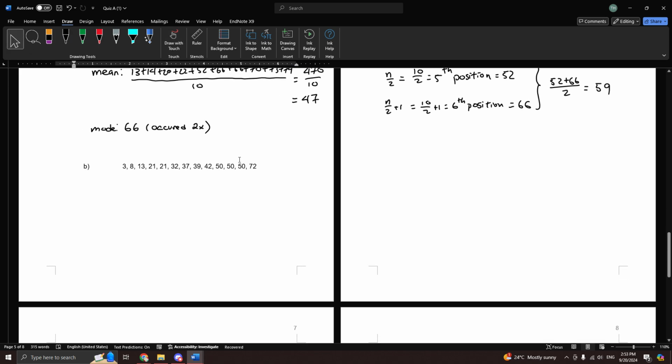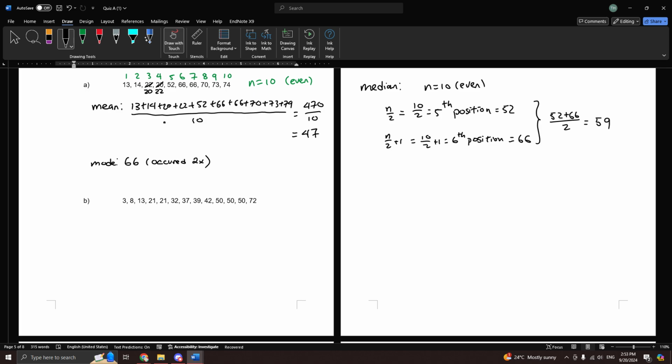Now, for 4B, we've got another list. This list seems to be in order, right? From least to greatest. So we're going to start right away with labeling these positions. 1, 2, 3, 4, 5, 6, 7, 8, 9, 10, 11, 12, 13. So my n is 13. It is odd. All right.